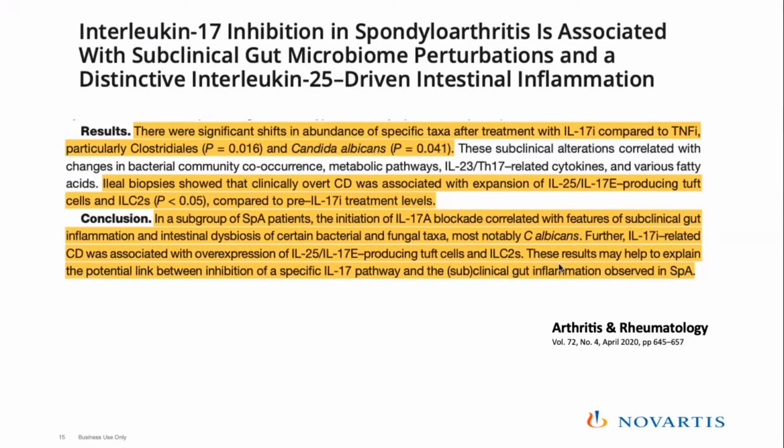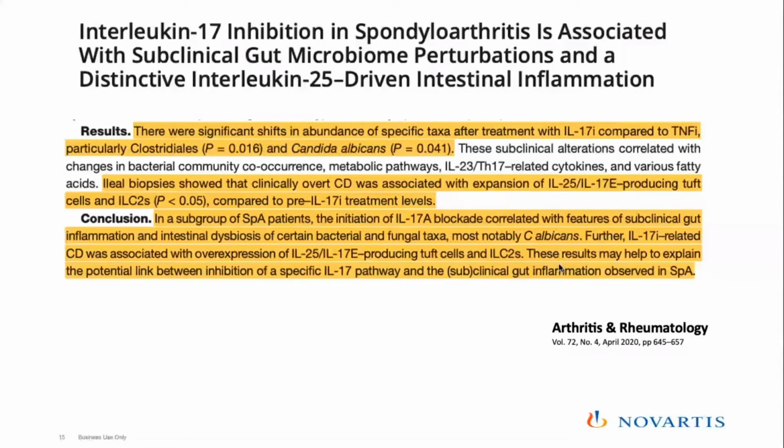What this group has also done, they have taken in patients who have developed Crohn's disease after treatment with IL-17, they have taken ileal biopsies, and they have shown that there is expansion of a different group of cells which produces IL-25 and IL-17E. So which IL-17 which we usually talk of is IL-17A, but this is a group of cells which produces IL-17E and IL-25. So this gives us further insight as to why the IL-17 blockade may not act in the gut.